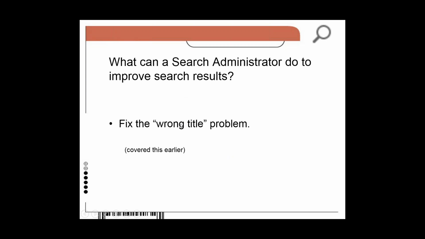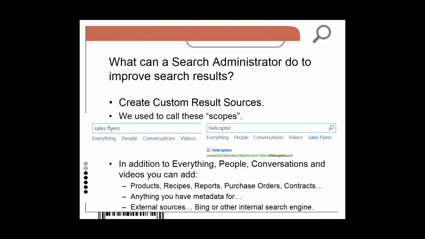The wrong title, we've already talked about that one. I could add here wrong author. I do a search for author and I find documents that don't quite make sense. And it's because that person's name is in one of the Word properties, not in the SharePoint author properties. They can create focused search results here.